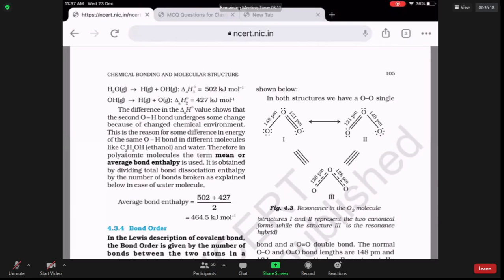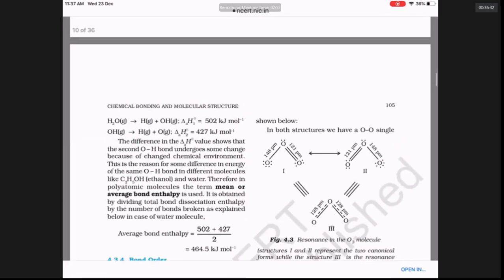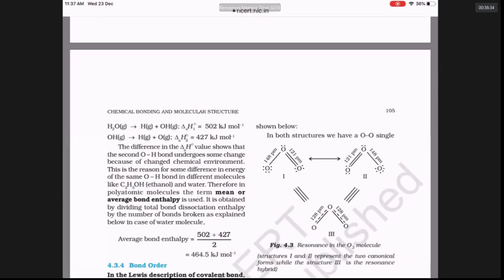The number of bonds existing between the atoms is called bond order. In H2 bond order is 1, in O2 bond order is 2, in N2 bond order is 3. In ozone, there is one O-O single bond, another O-O bond is a double bond, but they are fluctuating. Because of resonance, overall bond order is equal to 1.5.